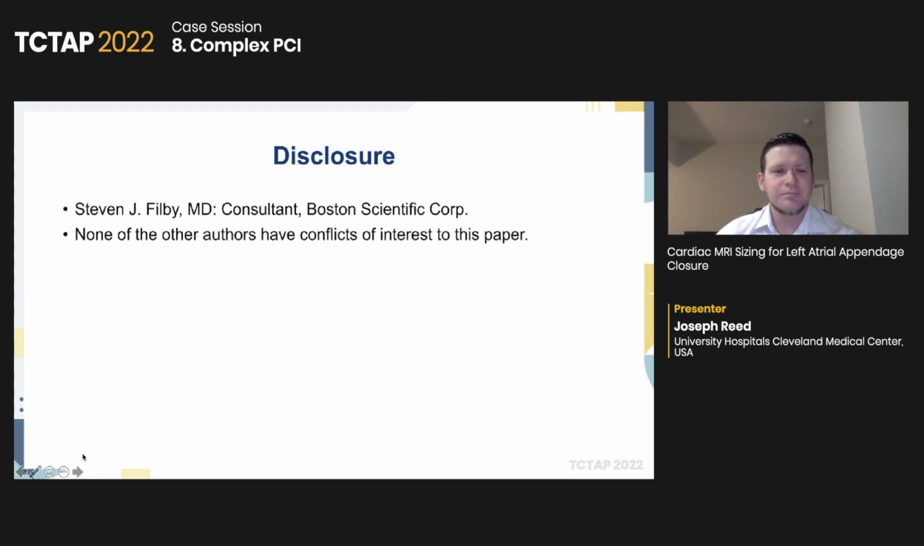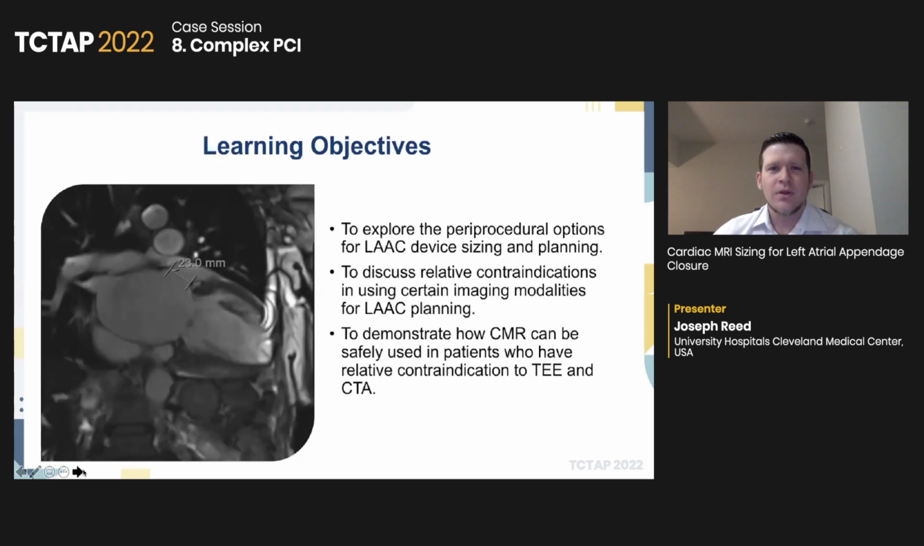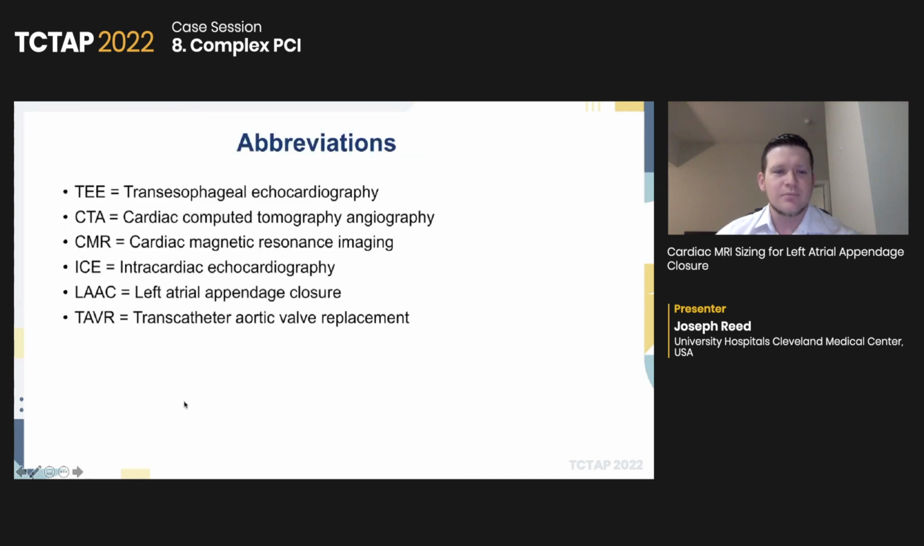Here are disclosures and learning objectives. So today, we'll be talking about the procedural options for left atrial appendage closure device sizing and planning, and discuss relative contraindications in using certain imaging modalities for this process, and to demonstrate how cardiac MR can effectively be used in patients who have relative contraindications to transesophageal echo and CTA for left atrial appendage closure. And here are abbreviations throughout the presentation.